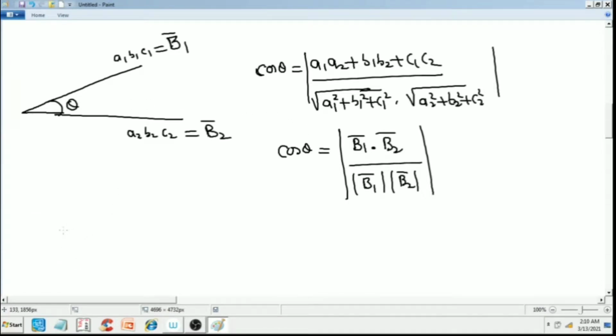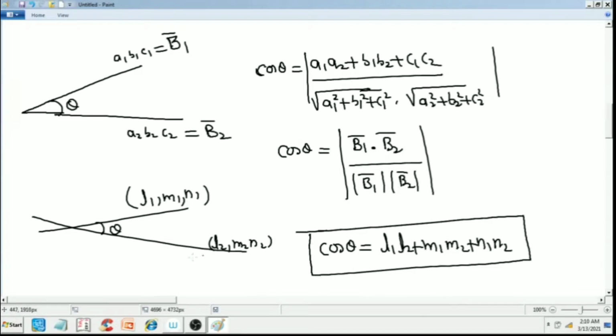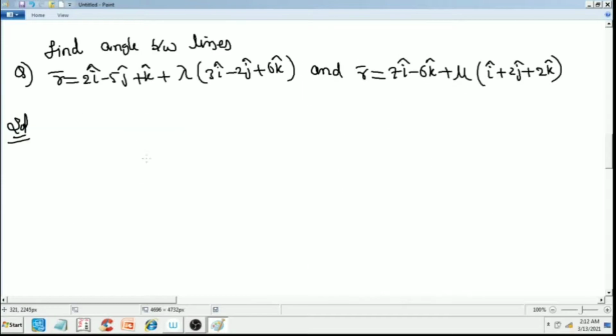When one line has DCs L1, M1, N1 and the other line has DCs L2, M2, N2, and the angle between the lines is theta, then the formula is cos theta is equal to L1 L2 plus M1 M2 plus N1 N2. When DCs are given, this is the formula. When DRs are given, the earlier formula is used. We have a question: find the angle between the lines.